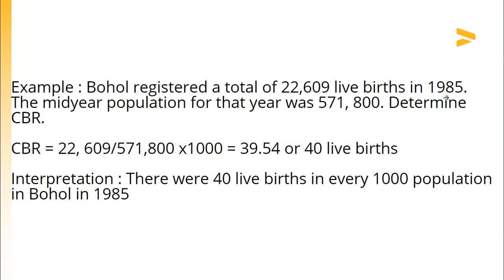And the total number of live births in 1985 is represented by 22,609 live births. We compare it with the total population at that same time, which is 571,800. We get the quotient and multiply it with the factor of 1,000. We now get 39.54 or 40 live births. So, interpretation: there were 40 live births in every 1,000 population in Bohol in 1985.